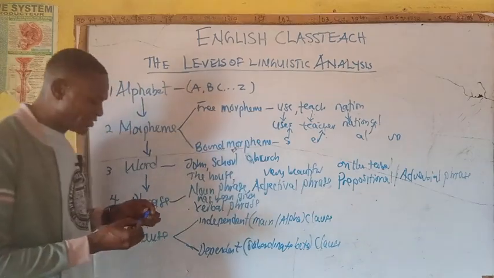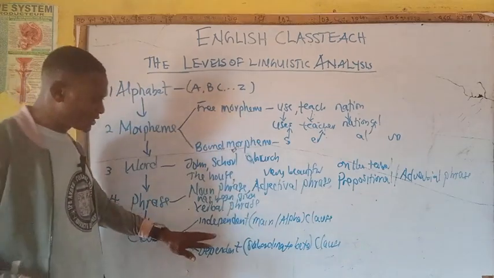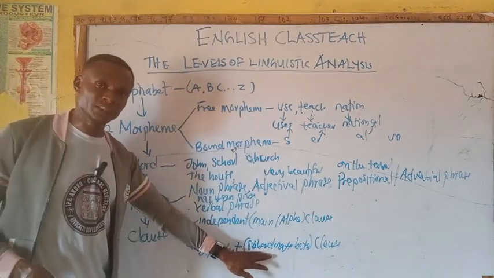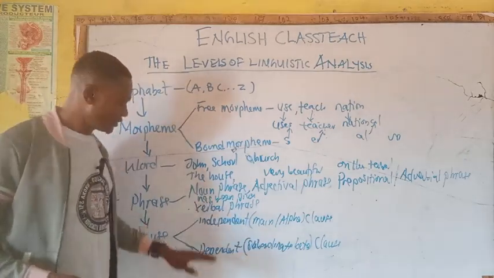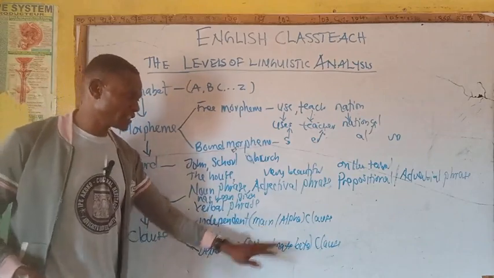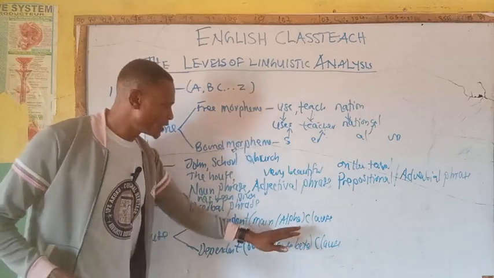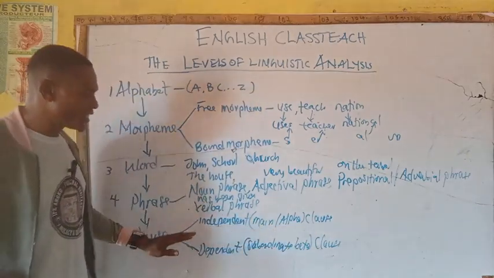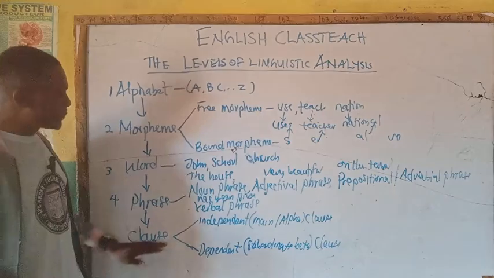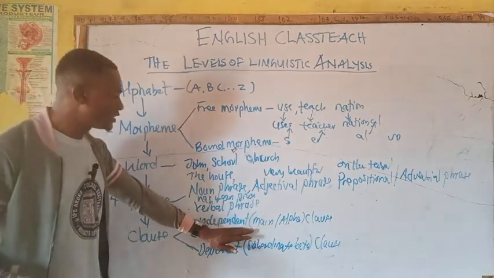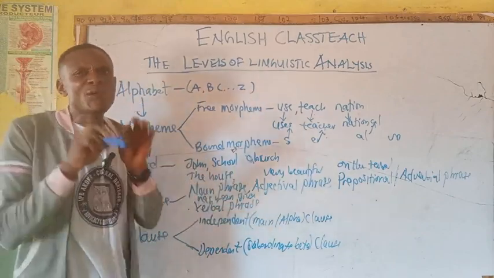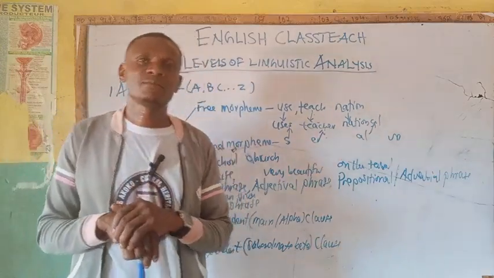So when we are having it, if you made mention of independent, don't come and use subordinate, because they are interchangeable. So this one is independent, dependent, main, subordinate, alpha, beta. If any of these is mentioned, just know which one they are referring to. So we are talking about the independent clause. Independent clauses are the clauses that can stand on their own and convey meaning.